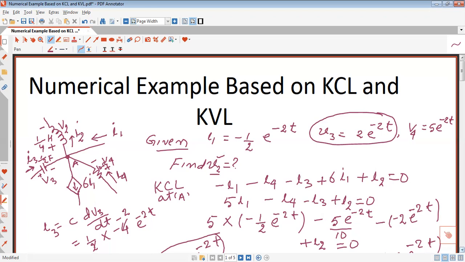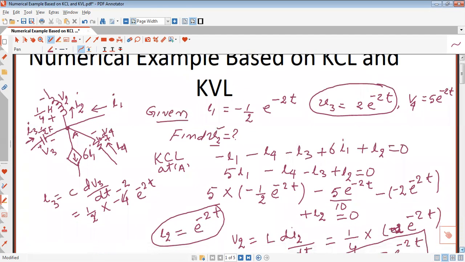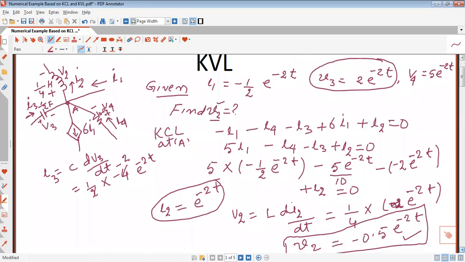So we have to use Kirchhoff current law. Kirchhoff current law at junction A, I have written like this: it is customary to take incoming current as negative, so outgoing current will be positive. But it is not a hard and fast rule. If we take incoming current as positive, then outgoing current will be negative.